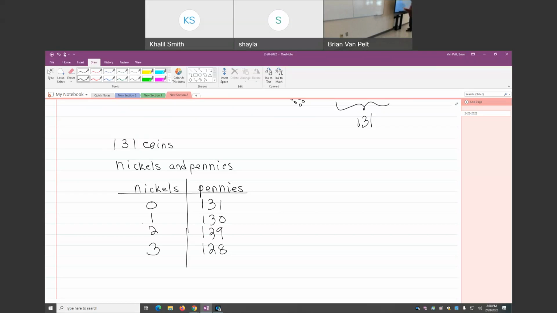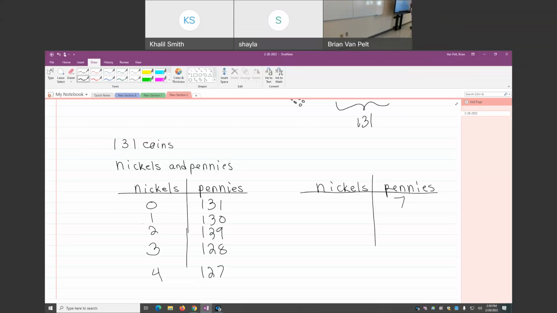How in the world are you getting these numbers? Taking one minus the other, correct? So if I have 127 pennies, how many nickels? 5. All right, I'll keep going here.